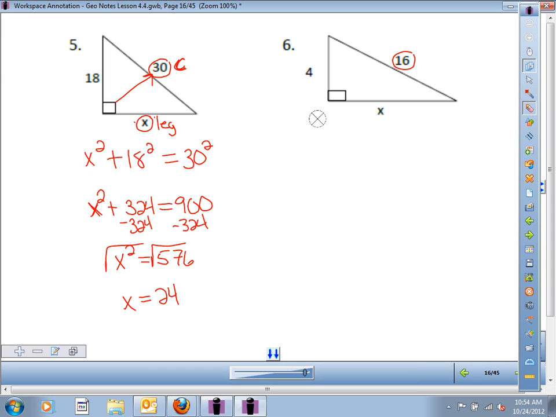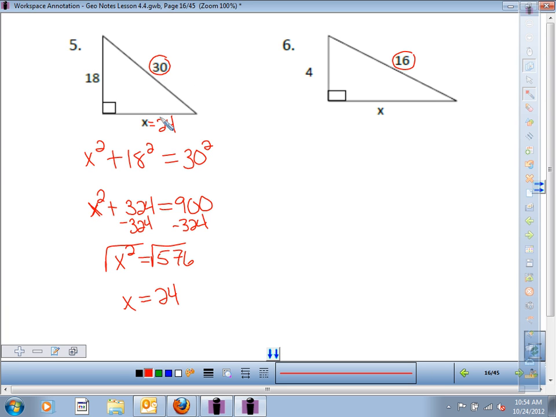Now if we go back up in our drawing, let's see if that makes sense. Does it make sense that this x right here is 24? Well look, what's your longest side supposed to be? 30. Is 24 less than that? Yeah, so we're good to go. Okay, same process for number 6.